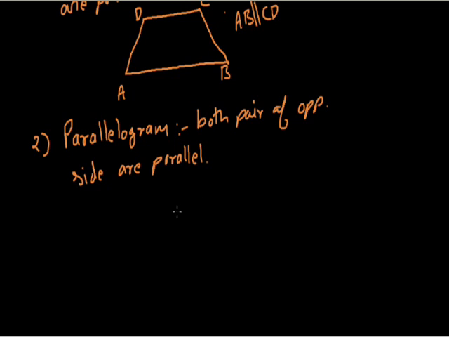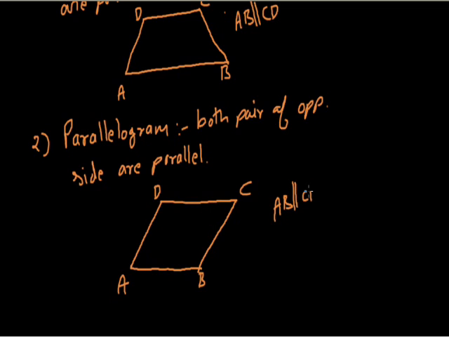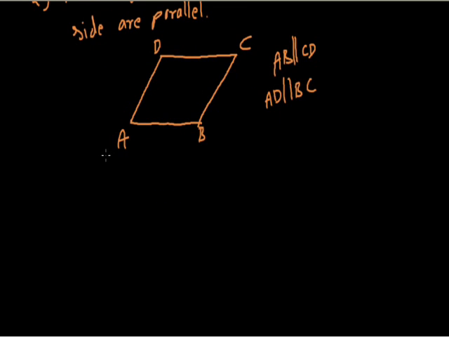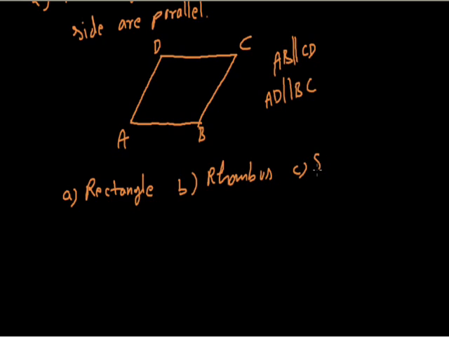Let's say the diagram for a parallelogram is this, the shape of a parallelogram ABCD. In this, both the pairs of opposite sides, it means AB and CD are parallel, as well as AD and BC are also parallel. So that's why it is called a parallelogram. There are various types of parallelograms also, that is rectangle, rhombus and square, which we'll discuss later.